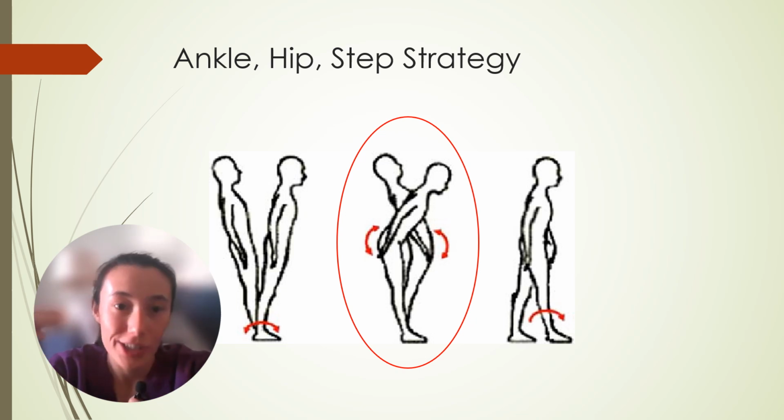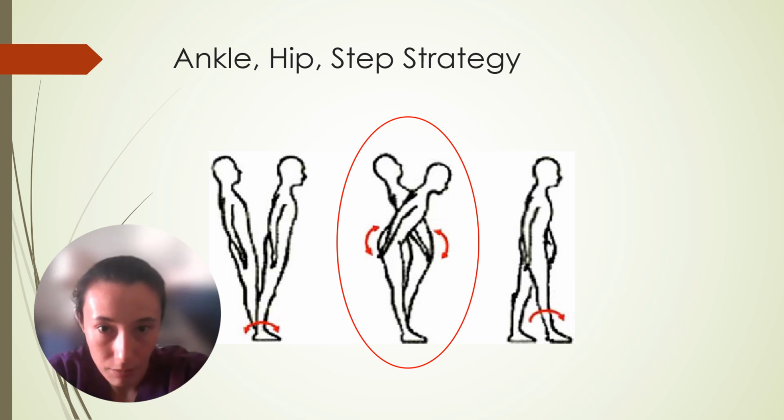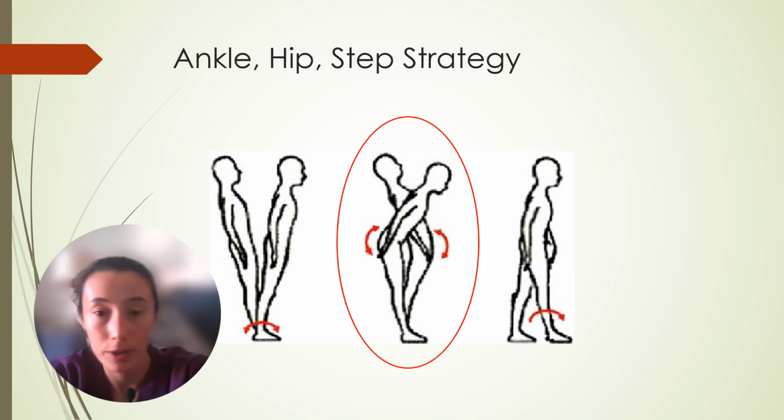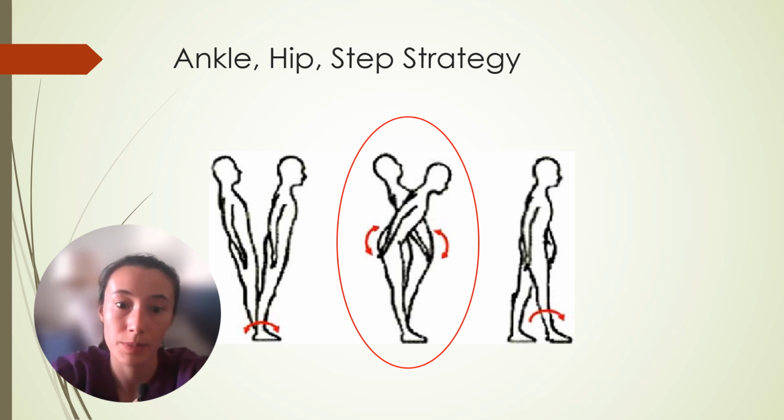So just note that in this hip strategy, our ankles are still working, but it's not like your calves are just completely flaccid. The main thing that's being used to bring your center of mass back is your hips. In this case, your ankle strategy just is not enough to compensate for the center of mass that has been displaced over your base of support.